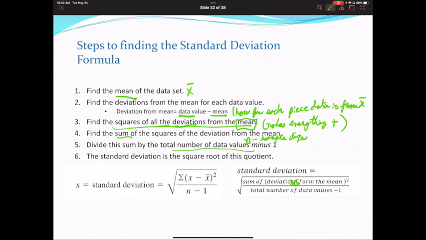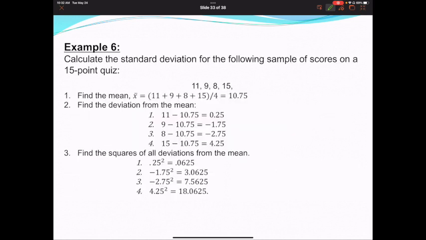Again, you do get to use technology, but I want you to see how this is done. Okay, so the first thing we're going to do is calculate the standard deviation for the sample of scores on a 15-point quiz. So it's a very small data set. My n is 4. So I calculate the mean: 11 plus 9 plus 8 plus 15, all divided by 4, equals 10.75. So that's my x bar, that's my mean.